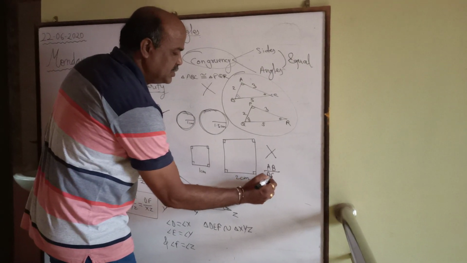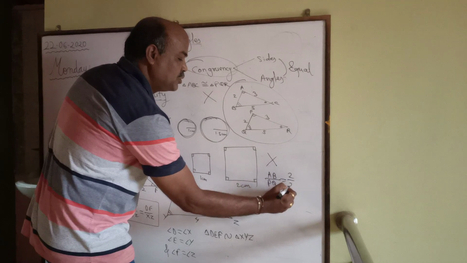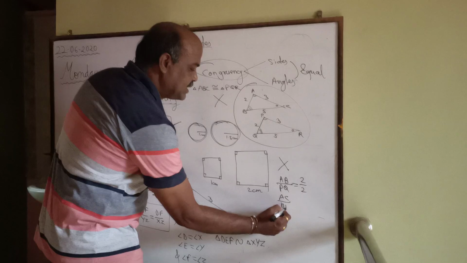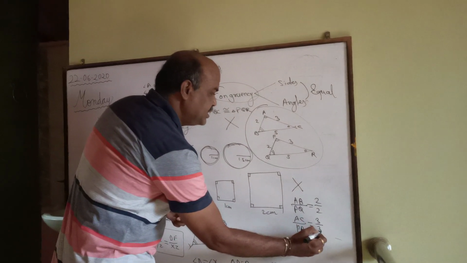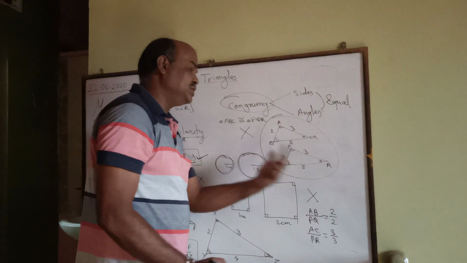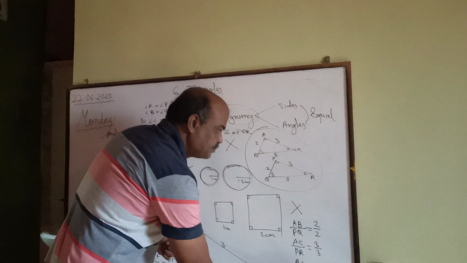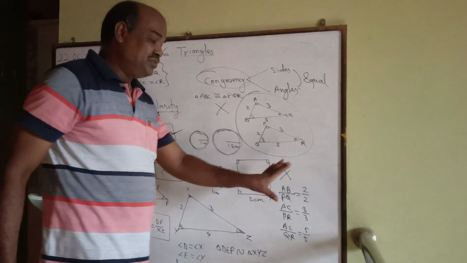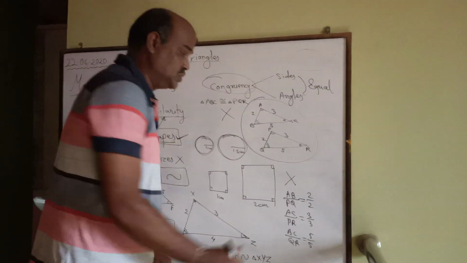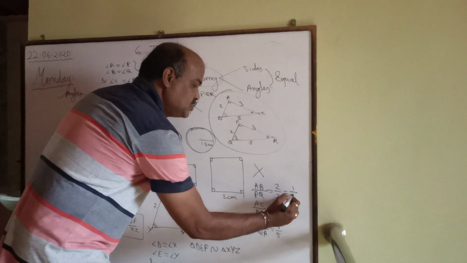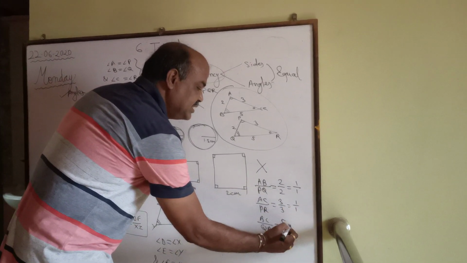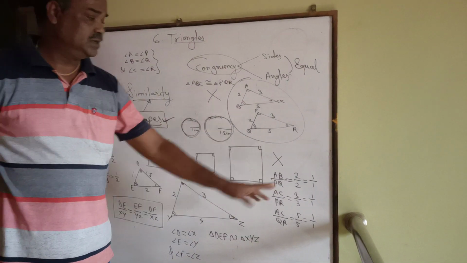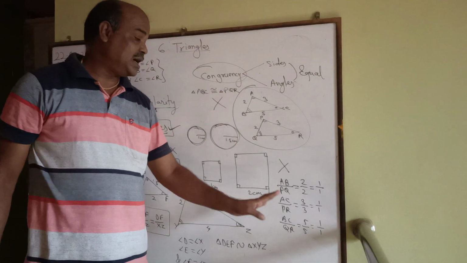What? AB upon PQ equals 2 upon 2, AC upon PR equals once again 3 upon 3, and BC upon QR is also 5 upon 5. If we simplify these ratios, then 2 ones are 2, 2 ones are 2, 3 ones are 3, 3 ones are 3, 5 ones are 5, 5 ones are 5. Means 1 upon 1, 1 upon 1, 1 upon 1, 1 upon 1. Right? The ratios are equal.